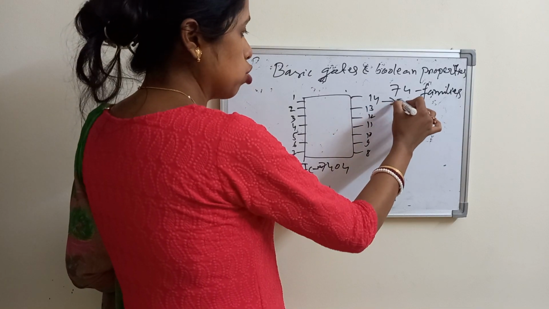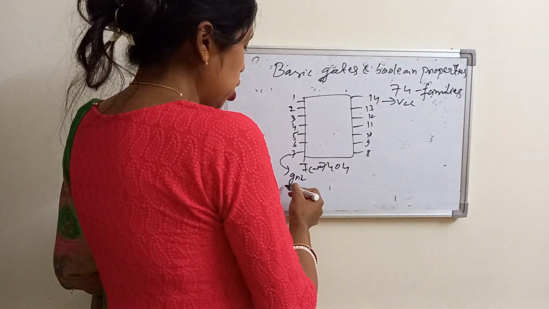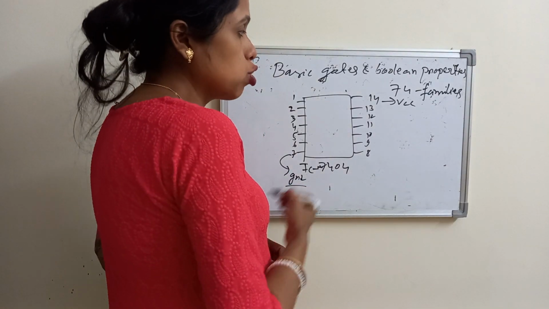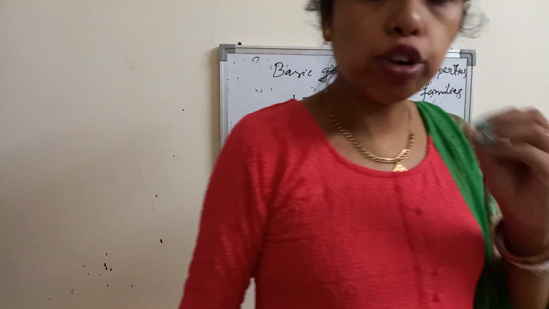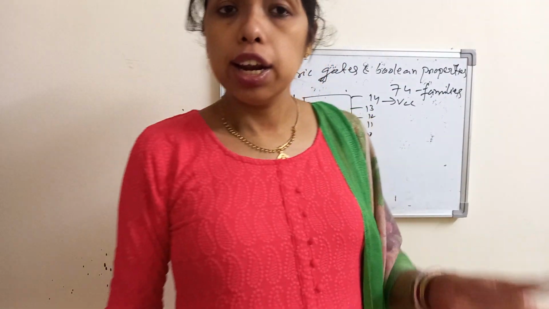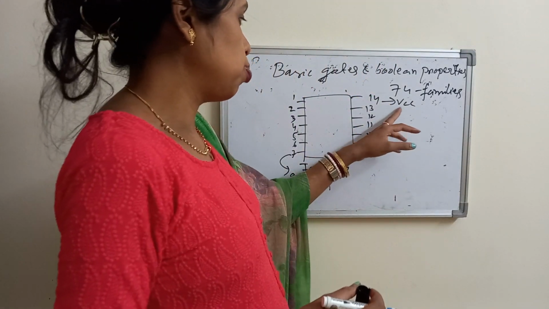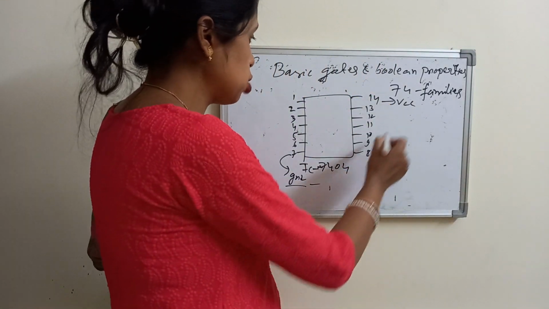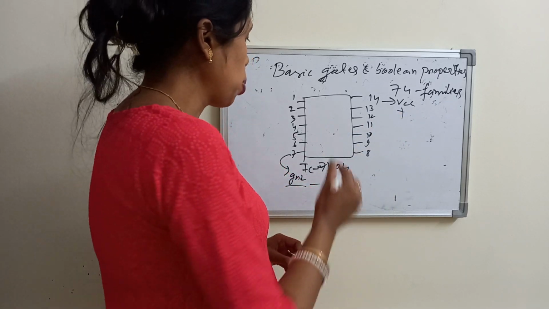Any system you have to connect with VCC, the voltage common collector, and ground. If you want to activate any kind of system, you need a positive power supply and a negative power supply. So for that, ground is negative and VCC is positive. These two power supplies you have to give.